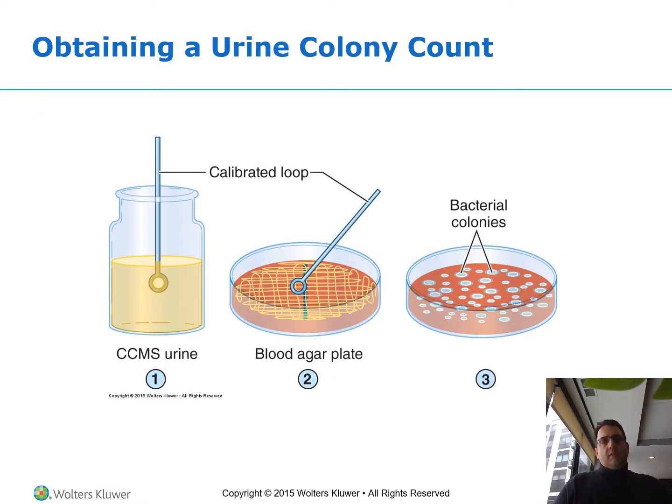So here's what it looks like. We take a sample from the urine, put it on a plate, and then count the colonies that you've got.